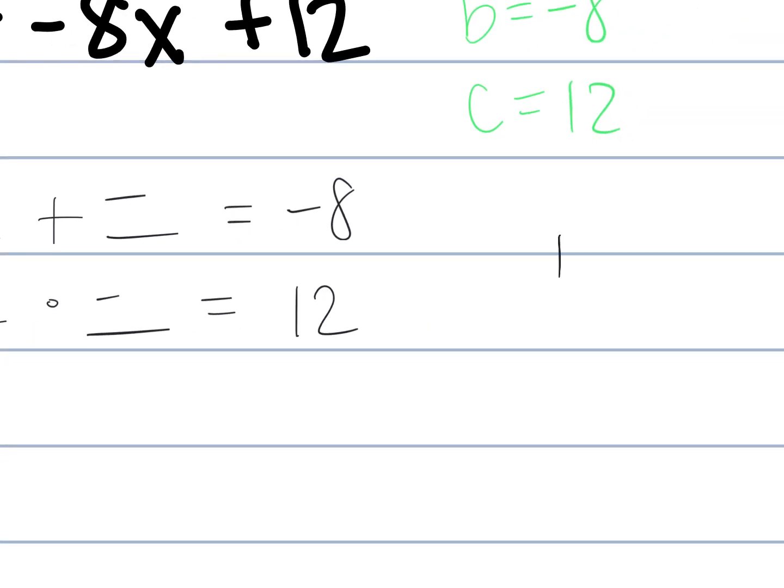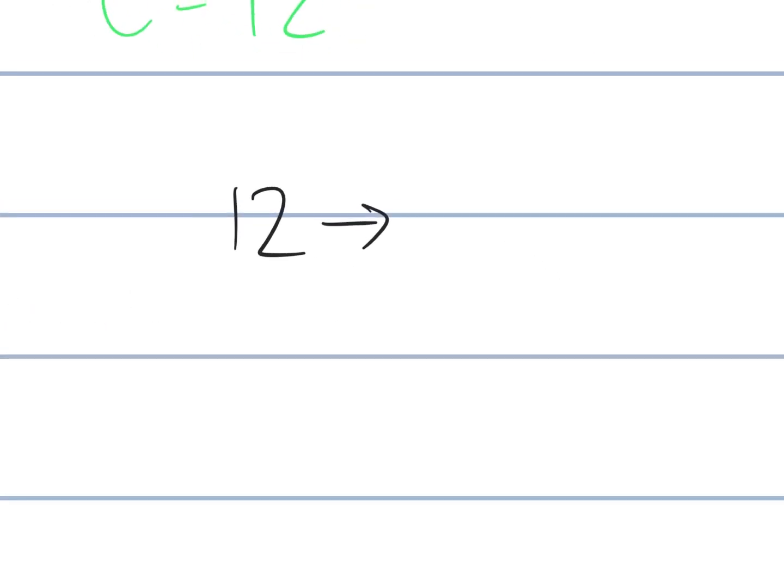So when we're looking for the factors of 12, we are looking for the negative factors of 12. Watch this. We're going to break down 12. What are the factors of 12 that must be negative? Negative 12 times -1. What are the other factors?